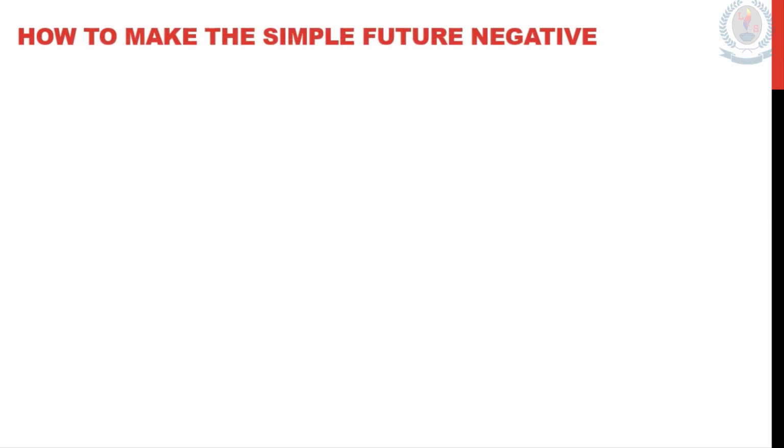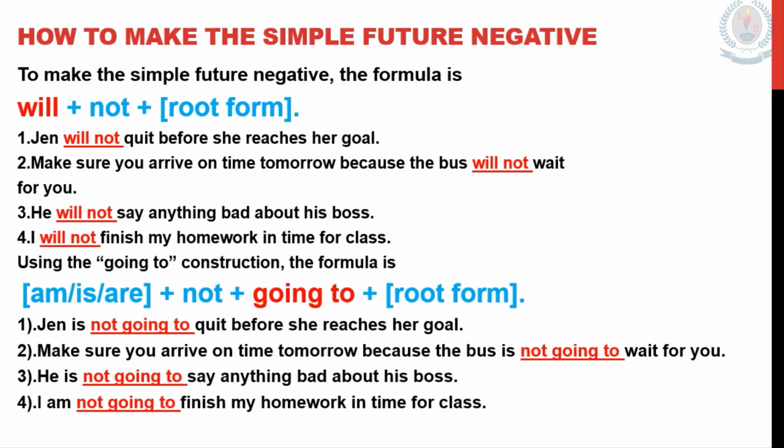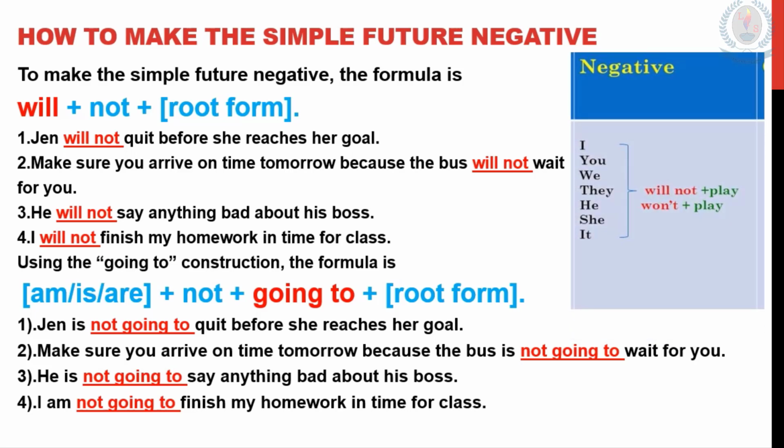Now, how to make the simple future negative? Look at this. To make the simple future negative, the formula is will not, root form. So, will added not. Jen will not quit before she reaches her goal. Make sure you arrive on time tomorrow because the bus will not wait for you.